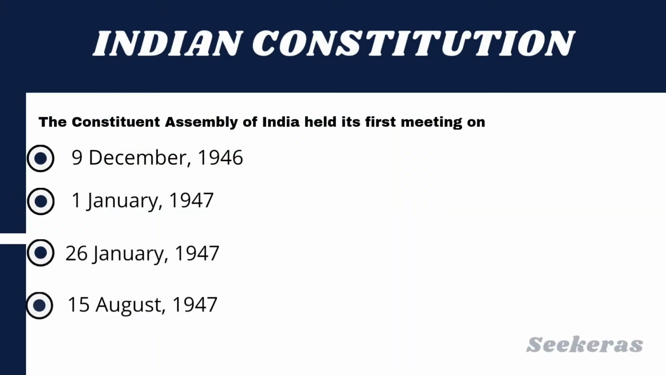Question number 8. The Constituent Assembly of India held its first meeting on Option A, 9 December 1946. Option B, 1 January 1947. Option C, 26 January 1947. Or Option D, 15 August 1947. The answer is Option A, 9 December 1946.